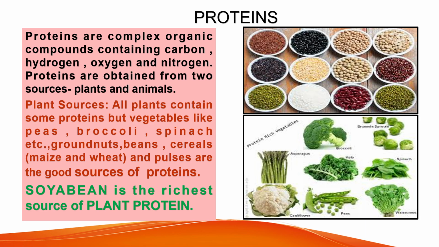Richest source means any food item is the richest source of a particular nutrient if it contains the maximum amount of that nutrient. कोई भी फूड आइटम किसी भी न्यूट्रिएंट का रिचेस्ट सोर्स तब कहलाती है जब वही न्यूट्रिएंट उसके अंदर मैक्सिमम अमाउंट में प्रेजेंट होता है. That is the richest source of that nutrient. But it does not mean कि it does not contain other nutrients. It contains other nutrients also, but in small quantity.